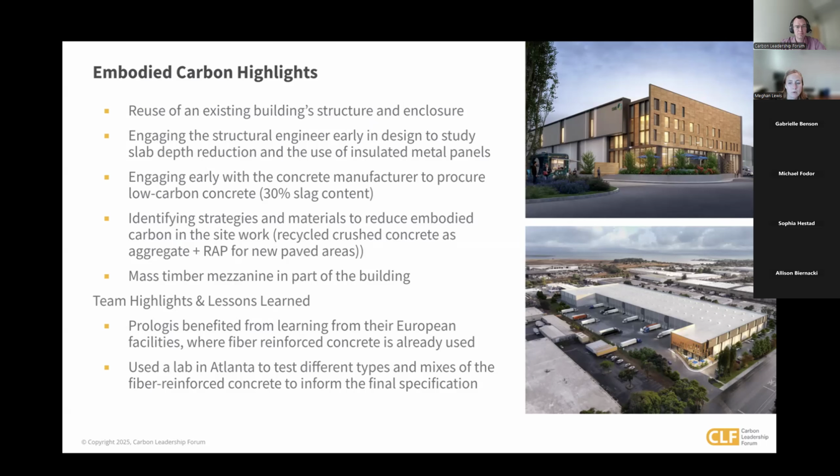They also used fiber reinforced type 1 concrete, which allowed them to reduce the volume of the slab from 9 inches to 6 inches, saving on concrete as well as on embodied carbon. And some of the other reductions were using a 30% slag mix in the concrete walls, foundations, and slab on grade, using mass timber for a project mezzanine, and reducing site work embodied carbon through recycled crushed concrete and recycled asphalt pavement.